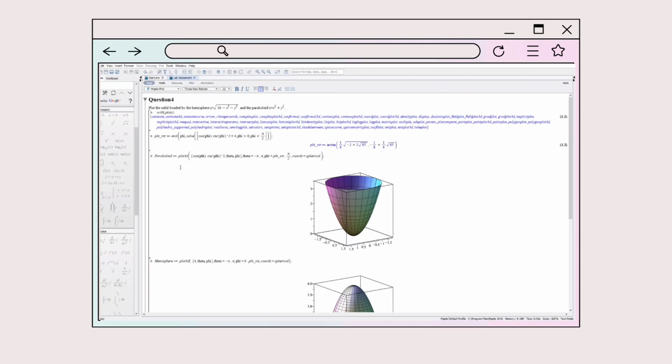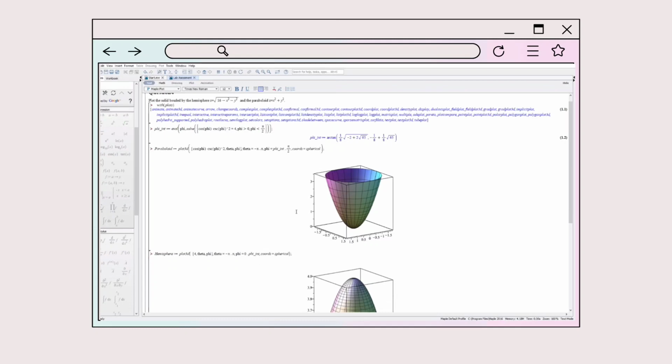So for the paraboloid, we use this code, which is rho equal to cos phi cosecant squared phi, theta, phi. For theta we will use a range from negative pi until pi, and for phi we will use the value of phi from this until pi over 2, and we get this shape.